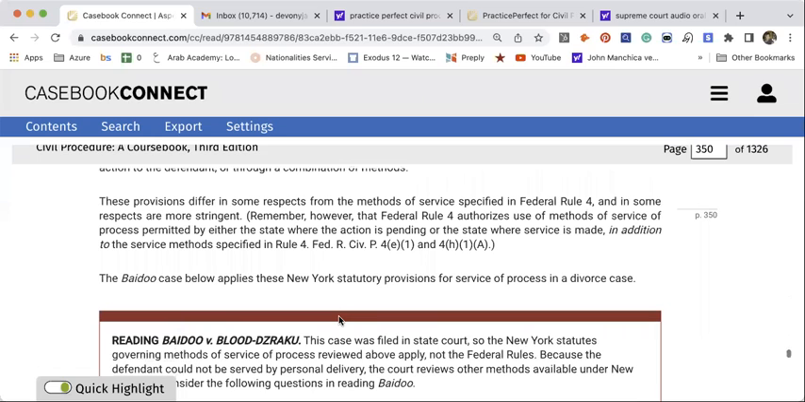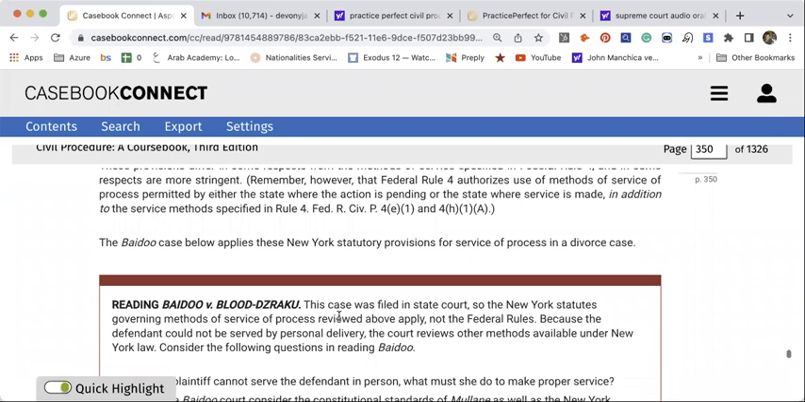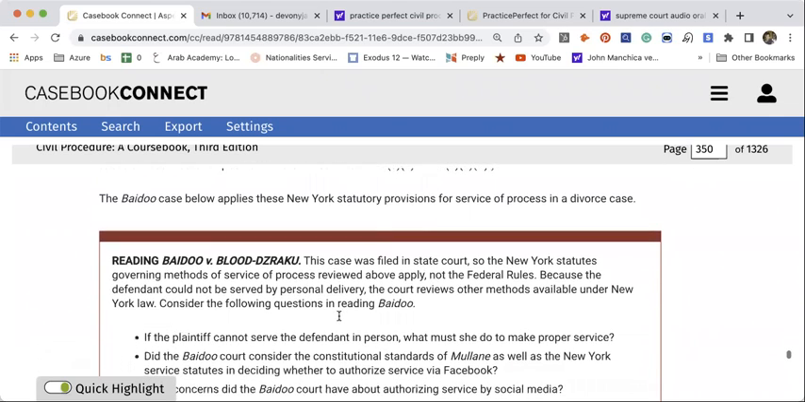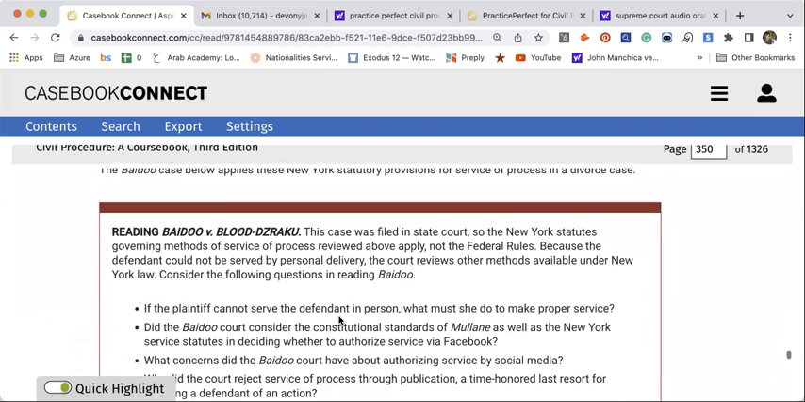These provisions differ in some respects from the methods of service specified in Federal Rule 4 and in some respects are more stringent. Remember, however, that Federal Rule 4 authorizes use of methods of service of process permitted by either the state where the action is pending or the state where the service is made, in addition to the service methods specified in Rule 4 of the Federal Rules of Civil Procedure, 4(e)(1), 4(h)(1)(A). The Baidoo case below applies these New York statutory provisions for service of process in a divorce case.